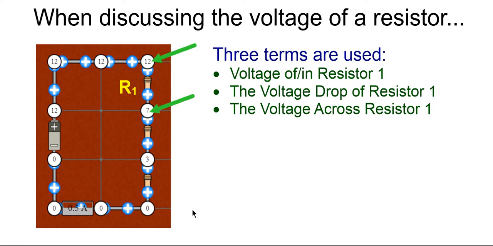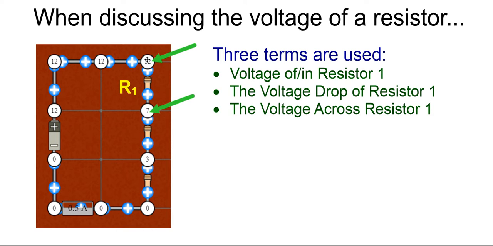But if you remember back to a previous video where we were talking about voltage in a certain resistor, you have 3 terms that come in. First, you can say the voltage of, or the voltage in the resistor, and that's nothing new. That would be sort of a standard way of speaking. But you may hear or read on the test, the voltage drop of resistor 1.